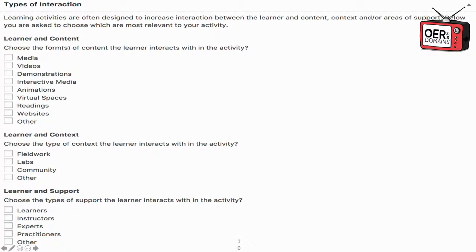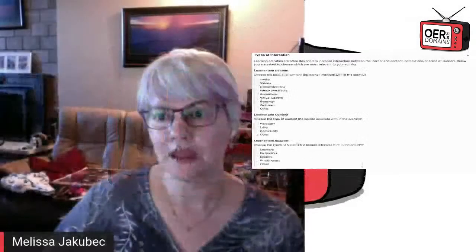If they're interacting with their context, it might be field work that they're doing, but they might also have another interaction with a different resource as well. So that was one aspect. Another one was just the activity structure. So was it an individual activity? Was it a paired activity, group, team, or a plenary activity?